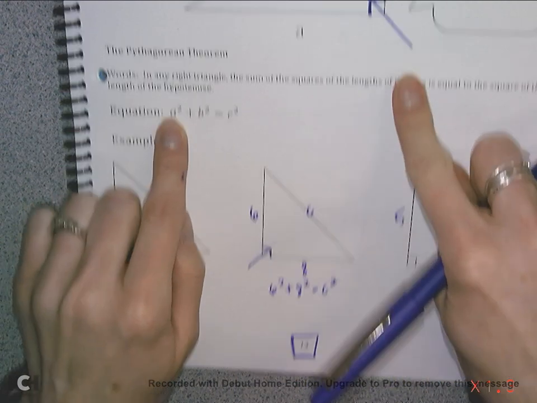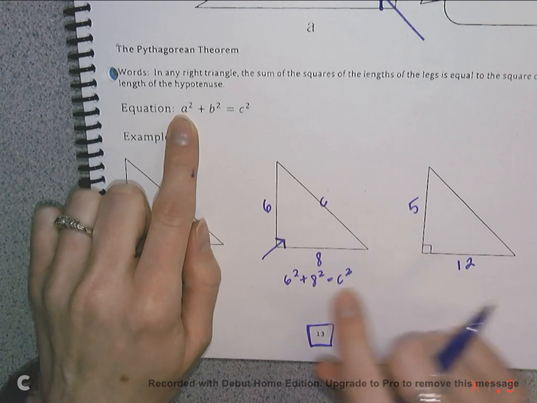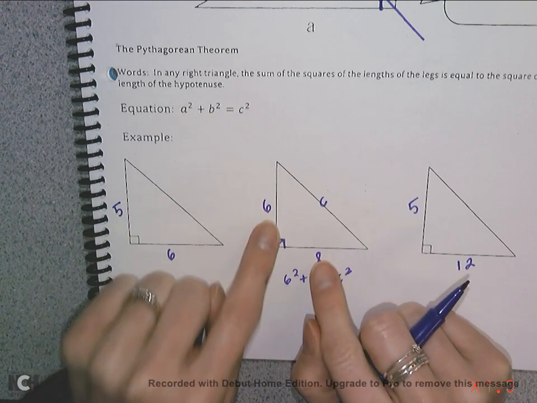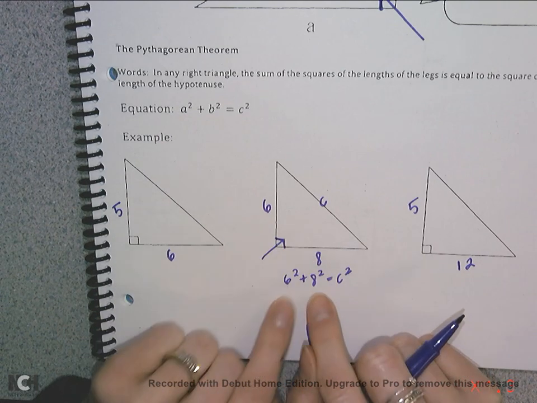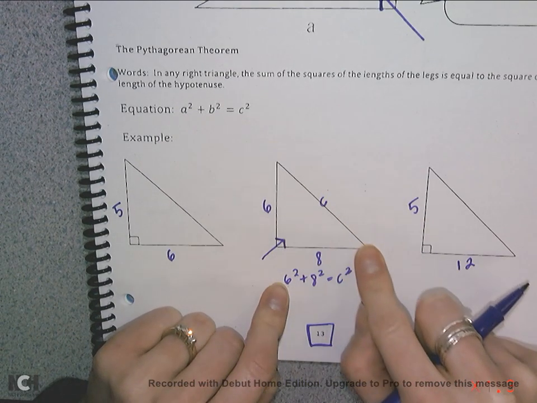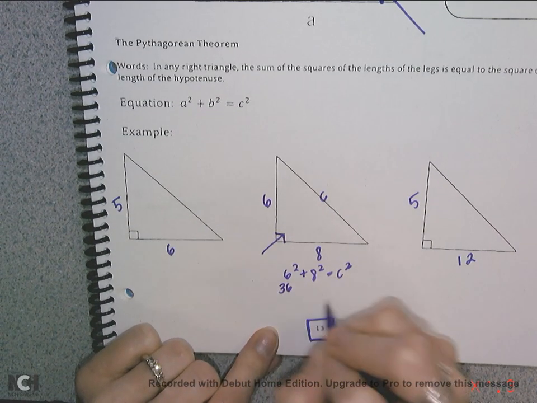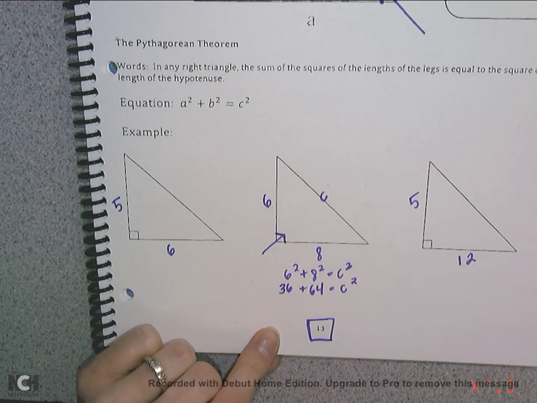Again, remember at the very beginning when I talked about A's and B's, it doesn't matter which one is which. That's the same thing here. So it doesn't matter if you put the 6 in for the A or the 6 in for the B. It's the areas of the two little sides right next to the right angle that add up to be the big side's, our hypotenuse's, area. So 6 squared is 36, 8 squared is 64, and then we have our C squared.